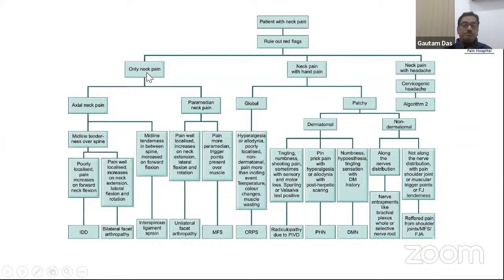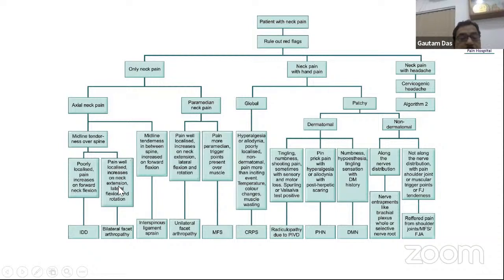So if there is neck pain or predominant neck pain, whether it is axial or midline, or a paramedian neck pain. If it is a midline neck pain, then whether the patient has tenderness over the spine. If the pain is poorly localized, midline tenderness, many times you have to remember that tenderness might not be visible in the IDD, because when you are palpating over the spinous process, you may not be able to elicit it. Sometimes it is seen, but many times it is not seen.